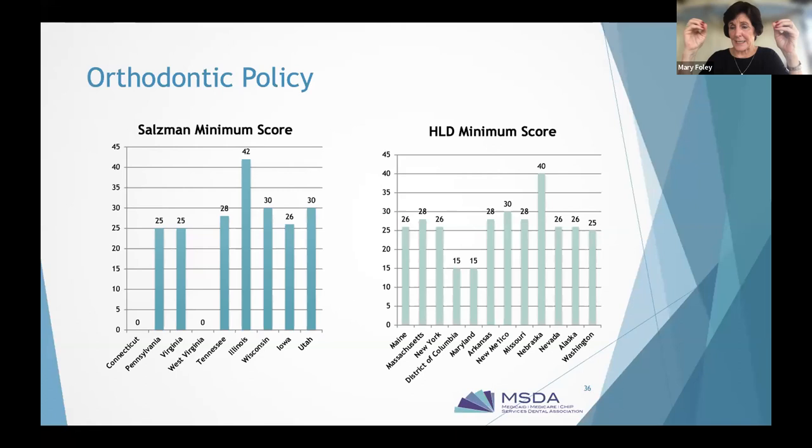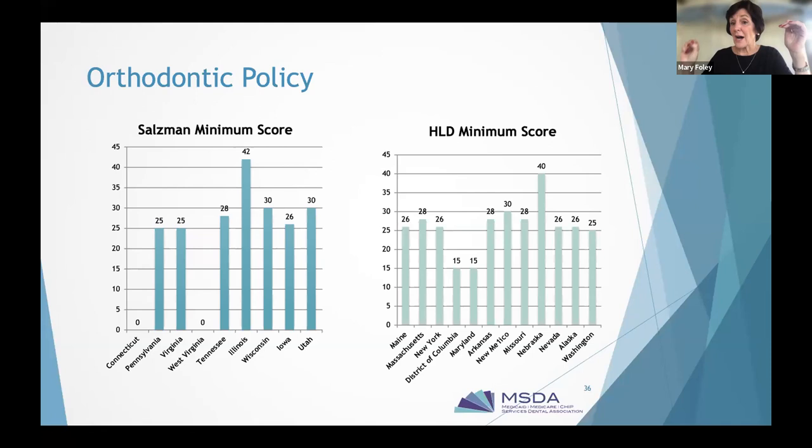If we look at Pennsylvania, that child needs to have 25 items or criteria checked off to be eligible for an ortho benefit in the state. Look at Illinois. A child in Illinois can't get that same ortho benefit that kids in Pennsylvania are getting unless there are 42 items checked off.